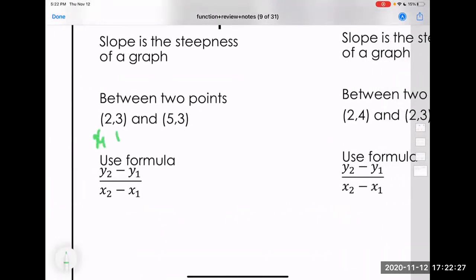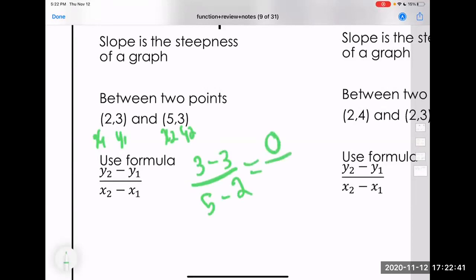Same thing, x1, y1, x2, y2. y2 is 3, y1 is also 3, x2 is 5, and x1 is 2. 3 minus 3 is 0, and 5 minus 2 is 3. 0 on top is okay, which means it's going to give us 0 as an answer. It's going to give us a real number.